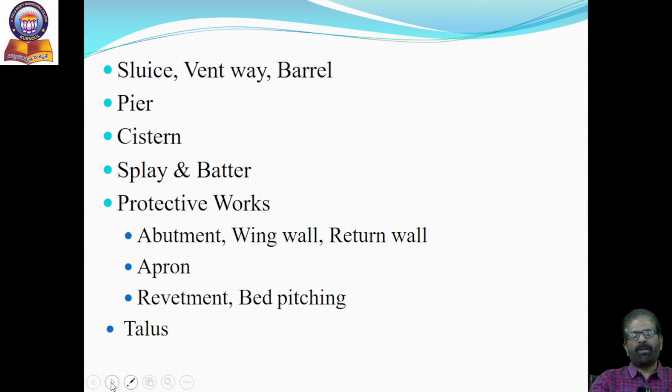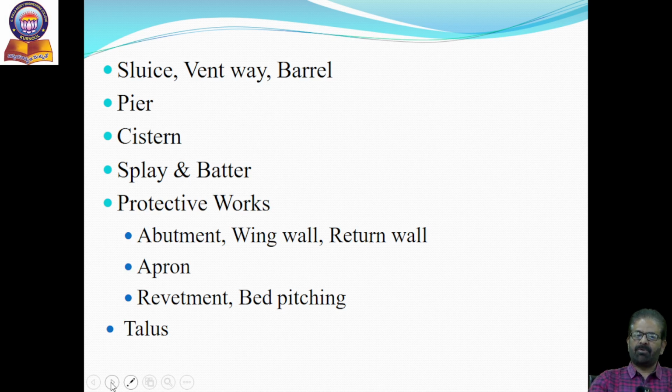Sluice means opening. In a simple manner, we can define sluice as an opening. In general, it is circular in shape. A circular opening provided for any structure is called a sluice. For example, if you consider an irrigation tank, a number of sluices can be provided. If through the tank bund you provide a hole of circular shape, that is called a sluice. Similarly, ventway is also an opening, but in general it is rectangular in shape.